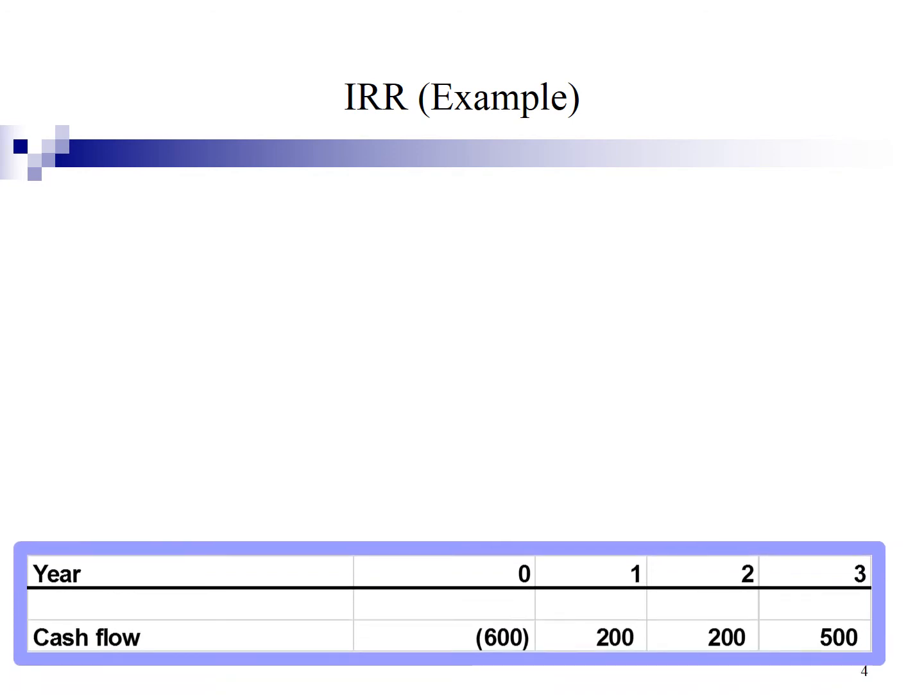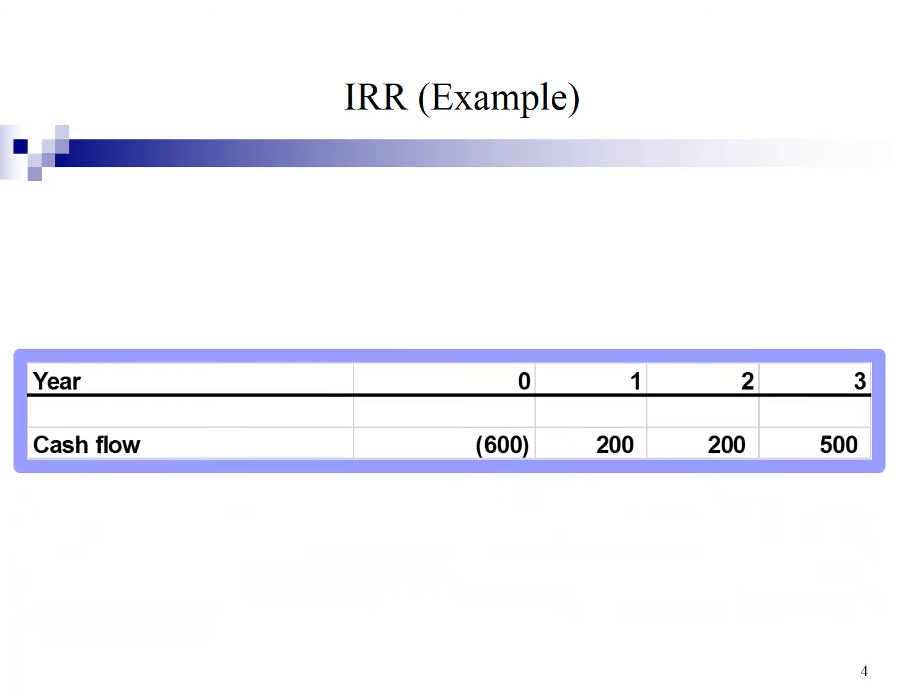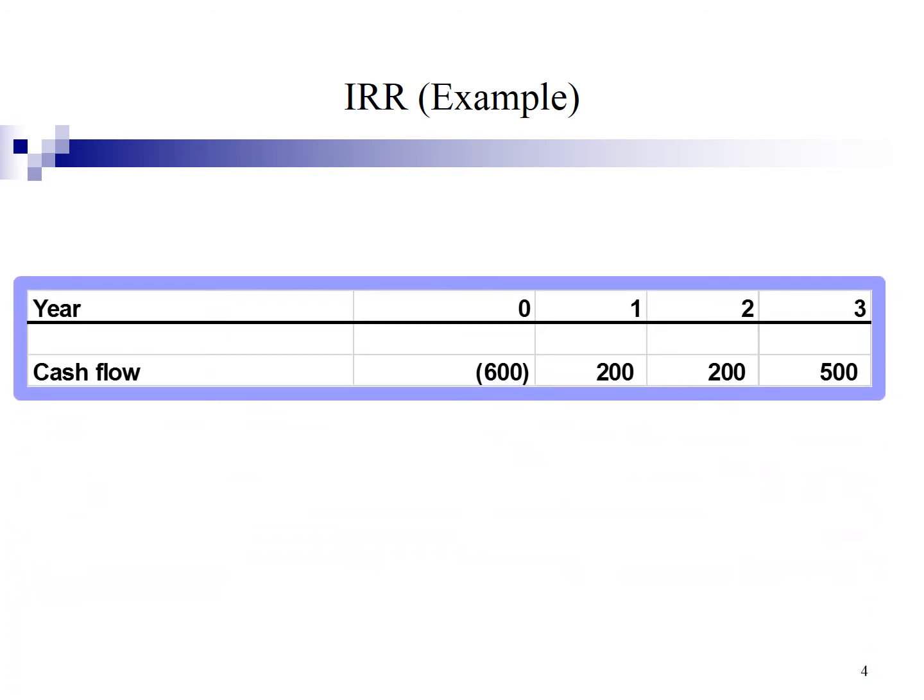Let's look into an example. In this example, our objective is to evaluate an investment project using the internal rate of return method. The initial investment is 600. The project will generate cash inflows of 200, 200, 500 for the next 3 years.